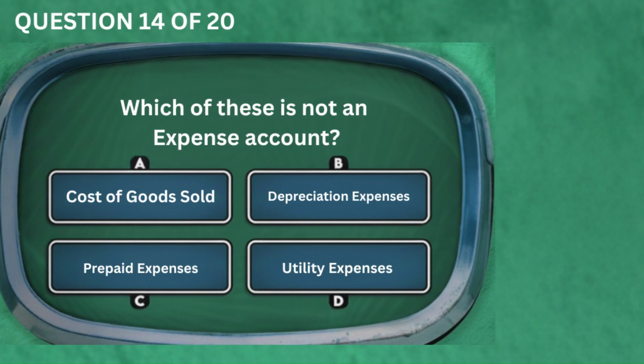Question 14. Which of these is not an expense account? Options are: cost of goods sold, depreciation expenses, prepaid expenses, or utility expenses. It's C. Prepaid expenses are also assets. They represent payments made in advance for products or services that will be received in the future.